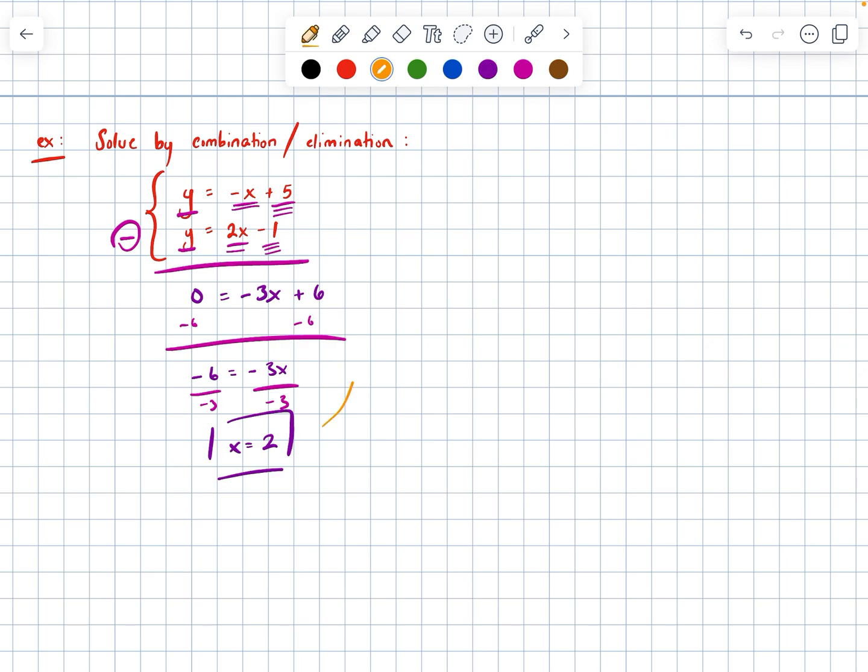Now I know that x equals 2. Let's find the value of y. So I'm going to choose the bottom equation. Again, it doesn't matter. I could use the one on top too. So I know that y is equal to 2x minus 1. We've said that x is equal to 2. So I'm going to replace x with 2 using substitution. From here, I know that y is equal to 4 minus 1, which means y is equal to 3.